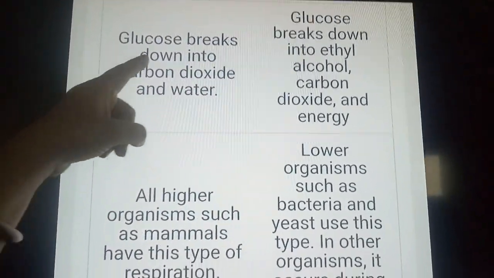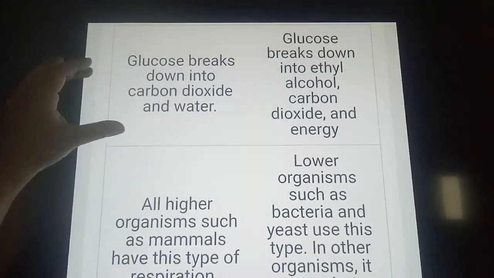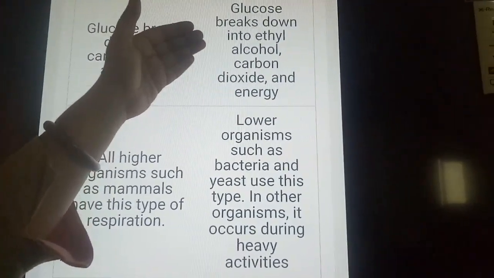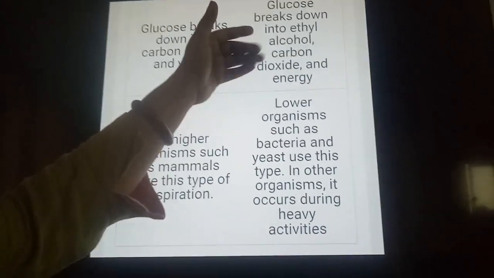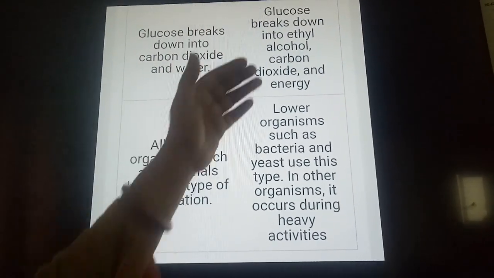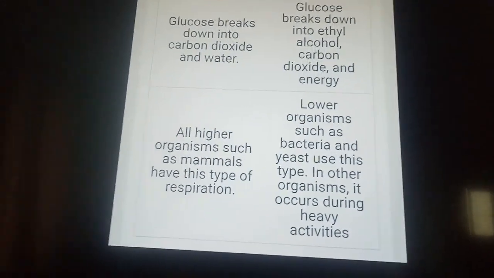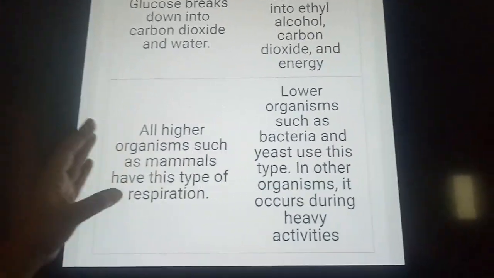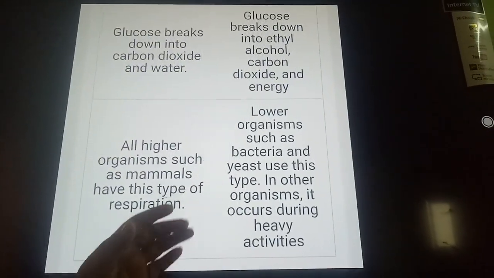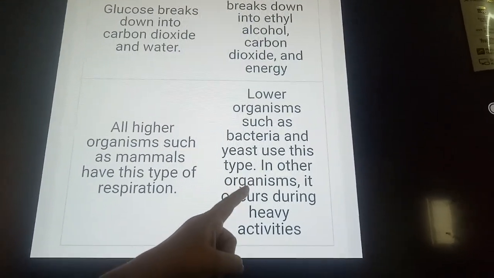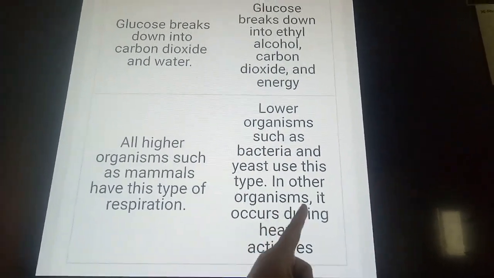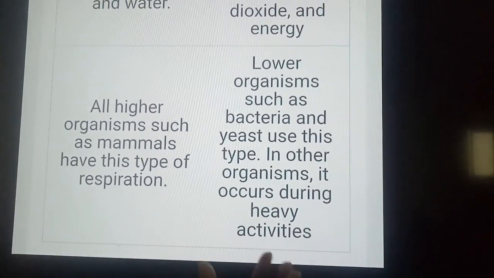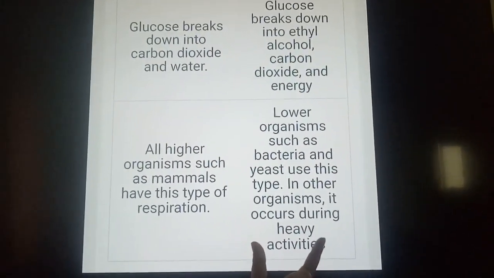Fourth point, glucose breaks down into carbon dioxide and water. The final products of glucose are carbon dioxide and water. Whereas here, the final products were alcohol. Okay. In some cases it was ethyl alcohol, carbon dioxide, energy, and even lactic acid. It's not written, but even lactic acid. And the next one: all higher organisms such as mammals have this type of respiration. So most of the higher organisms perform aerobic respiration. Whereas some of the lower organisms such as bacteria, yeast, and some others have anaerobic respiration, which occurs during heavy activities, as I told you. Even in animals, when they do some muscular activities, anaerobic respiration can take place.